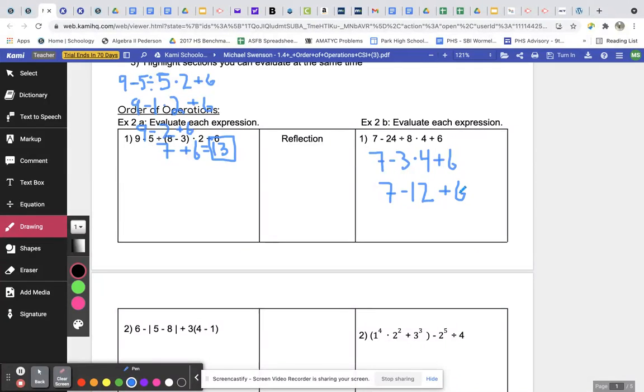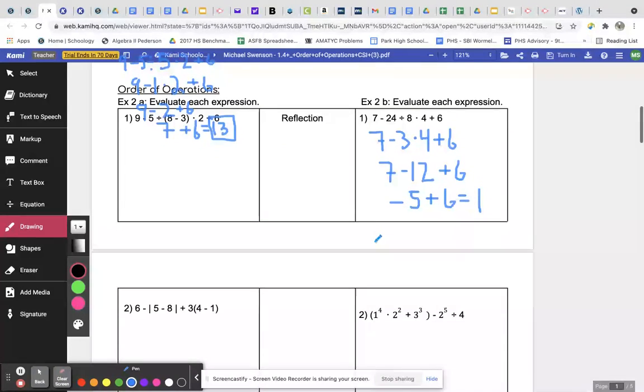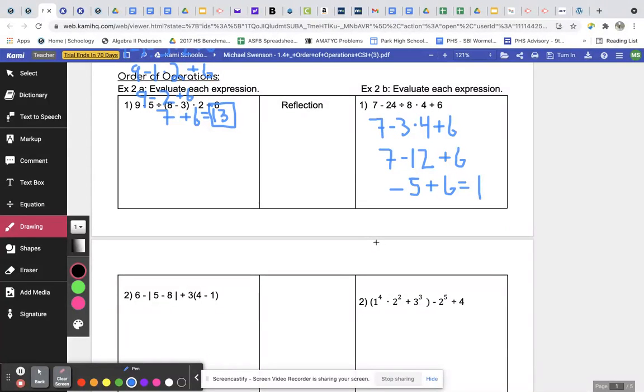We got 7 minus 12. 7 minus 12 right here is 5. And 5 plus 6, okay, use a calculator if you need it, is 1. Okay? So we're going to leave that as is. We're not going to touch anything. We're not going to do anything with that. We've got a 1, and we are done.